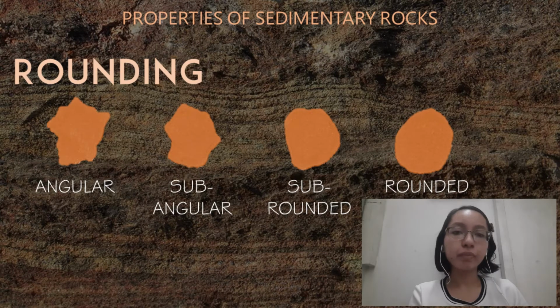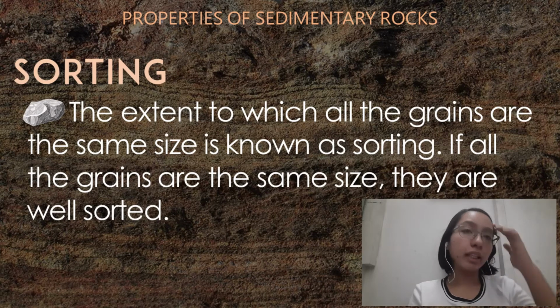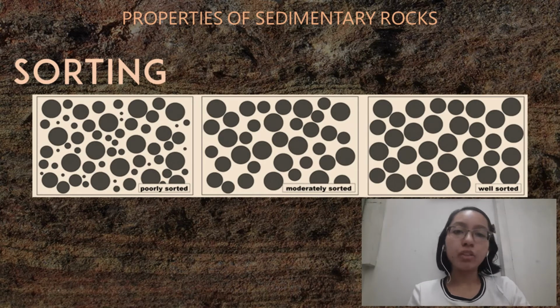The next is the sorting. The extent to which all the grains are the same size is known as sorting. If all the grains are the same size, they are well sorted. So, dito, makikita nyo naman sa picture, yung particles nun, meron silang kanya-kanyang sizes. Hindi pantay-pantay yung sizes ng grains. Merong malaki, meron din yung maliliit, tapos meron yung katamtaman lang yung size.